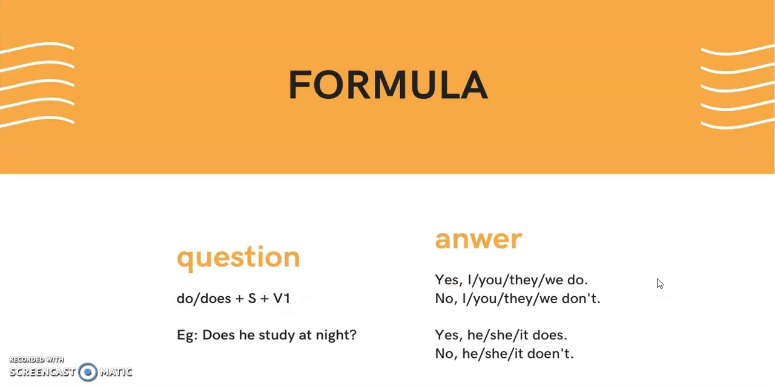Now the formula. For questions, don't forget you have do or does, and it depends on the subject. For example, here you have "Does he study at night?" Because the subject is he, you have to use does. And then the verb is still in the form of verb 1. You cannot say studies because you already have does. And then in answering, "Yes, I do," "No, I don't," "Yes, he does," "No, he doesn't." For negatives you have not at the end of the sentence. And then don't forget do and does. How to use it depends on the subject.